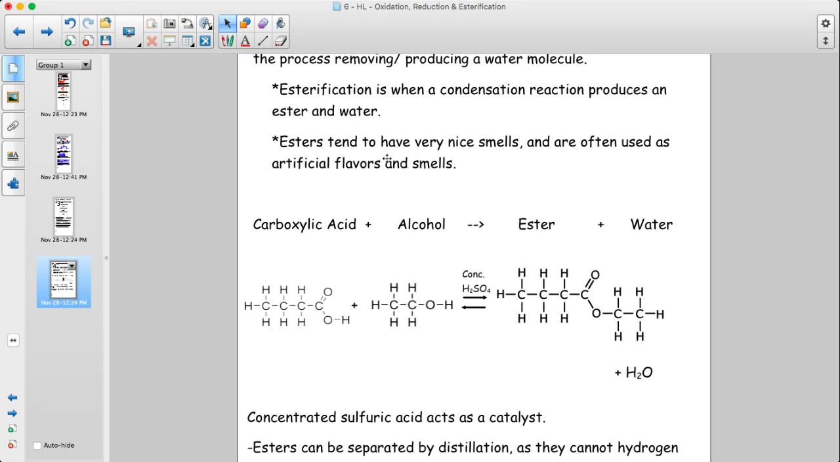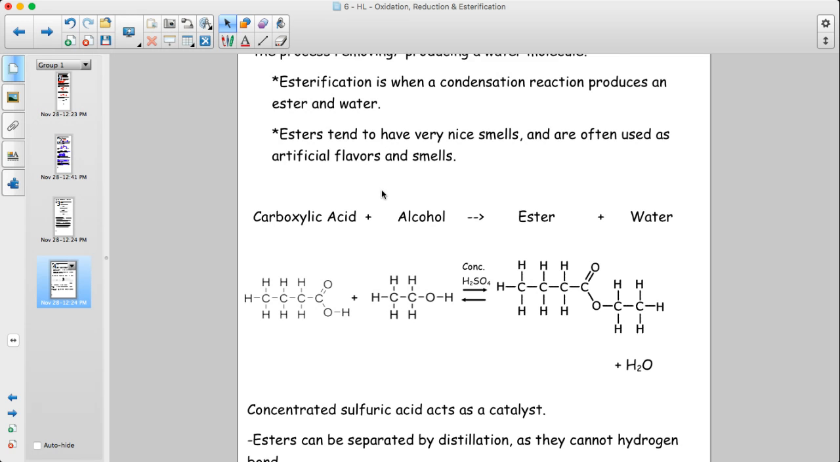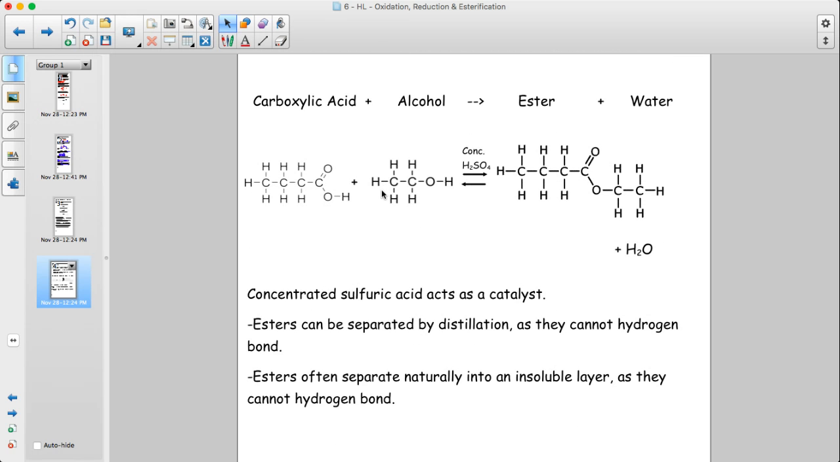Esters tend to have very nice smells and are often used as artificial flavors and scents. So the overall reaction is that a carboxylic acid and an alcohol are going to react together, and the products are going to be the ester and water. So where does that water come from? Well, it comes from this OH and this H from the alcohol. And as those two things pull together, they're going to produce that water molecule.